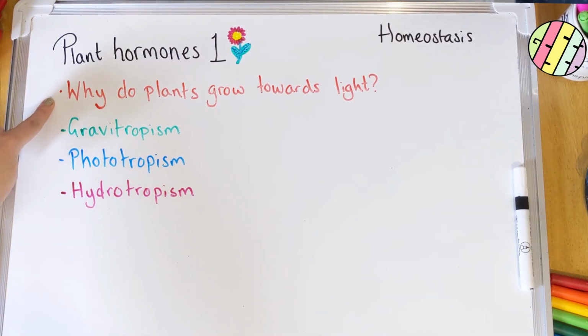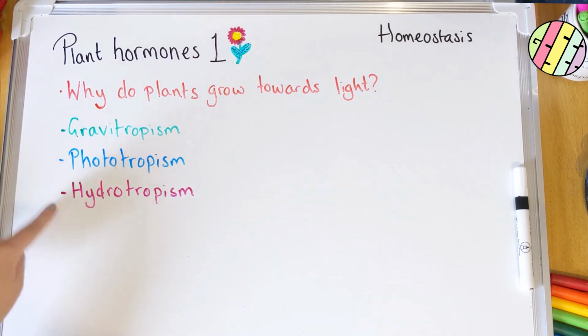We're going to be looking at plant hormones, so let's dive straight in. We're going to look at why plants grow towards the light, gravitropism, phototropism, hydrotropism, and how something called auxin is involved with all of those. So as always, grab some paper, grab some pens, and follow along with me.